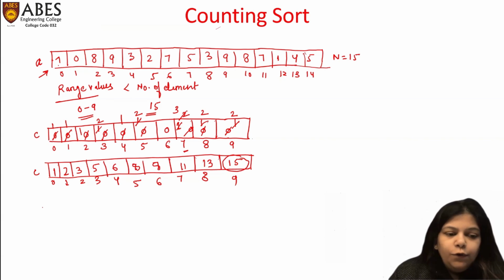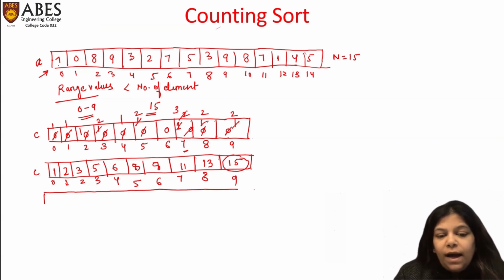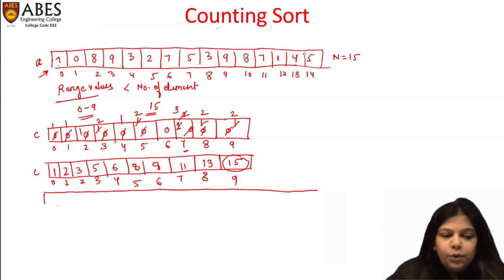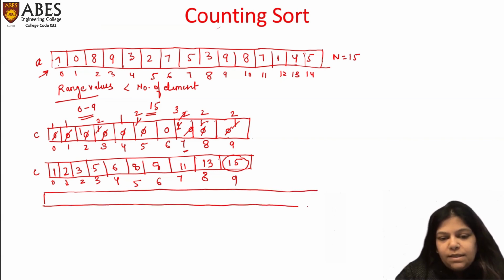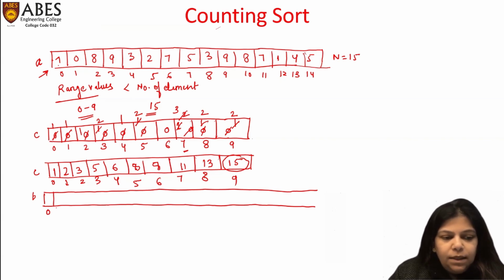Now what we have to do is construct another array which will be called the output array. Suppose the output array is represented by B. Definitely the number of elements in the output array will be the same as that of the input array. So let me just create this array having indexes from 0 to 14.